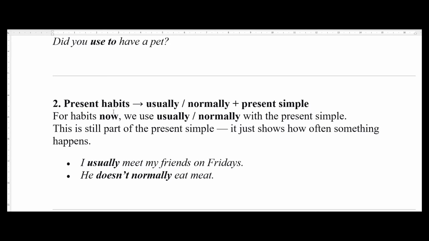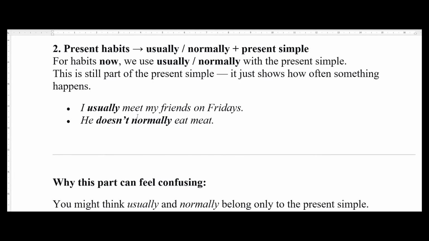For present habits, usually, normally, plus present simple. For habits now, we use usually, normally with the present simple. This is still part of the present simple, it just shows how often something happens. I usually meet my friends on Fridays. He doesn't normally eat meat.